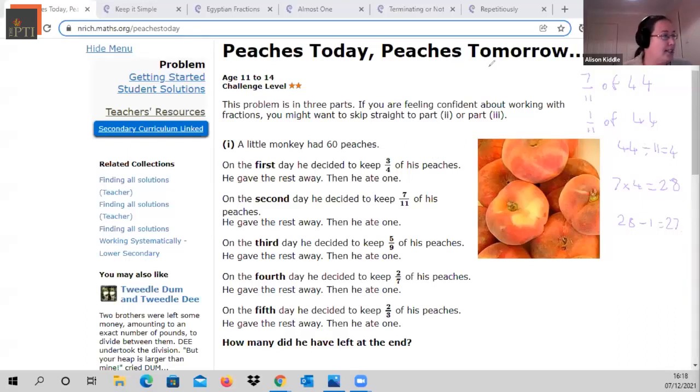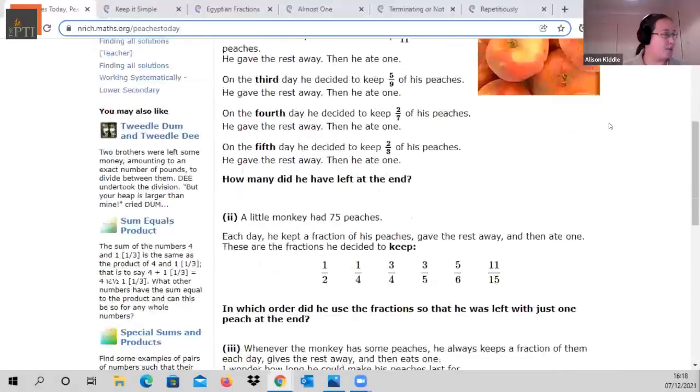Okay, I want to talk a little bit then about what we might do with the rest of Peaches, because we've talked a lot about this language modelling at the start of the problem. So the problem goes on to have this part 2 challenge where we've got 75 peaches and we're going through the same process, keep some, give some away, eat one. These are the fractions that he decided to keep. And there's only one possible order that you can use them in, which will leave you with just one peach at the end.